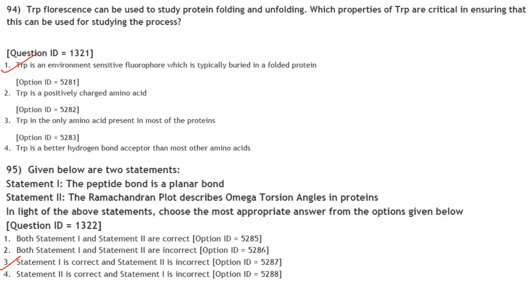Both statement 1 and 2 are correct. Okay, wait. The peptide bond is a planar bond. The Ramachandran plot describes omega torsion angles in protein. Ramachandran plot describes phi and psi angles in proteins. So statement 1 is correct, whereas statement 2 is incorrect. So answer is option 3. Statement 1 is correct and statement 2 is incorrect.